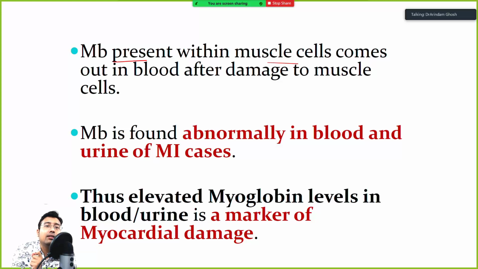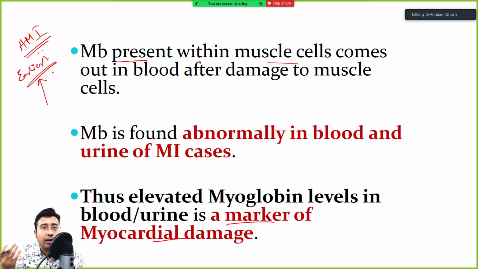So any reason when the heart muscles are damaged, the main reason is acute myocardial infarction, heart attack. In acute myocardial infarction, myoglobin is the earliest marker. It is found increased in blood, it is found increased in urine. Everywhere you will find myoglobin. So it is a marker of myocardial damage. Remember, earliest marker, even before cardiac troponin and everything, myoglobin will be high first. So the first sign of an AMI is high myoglobin.